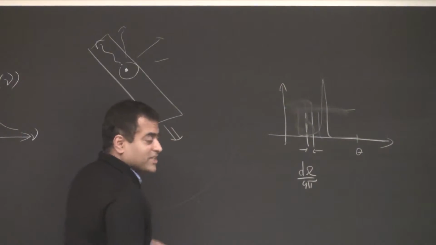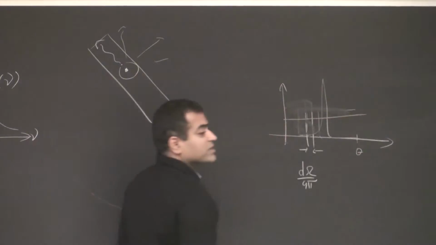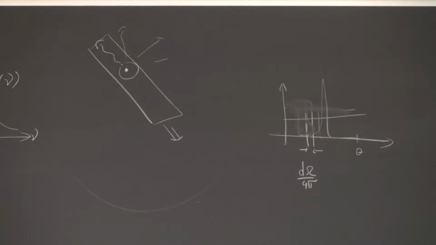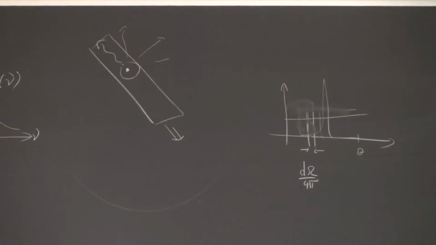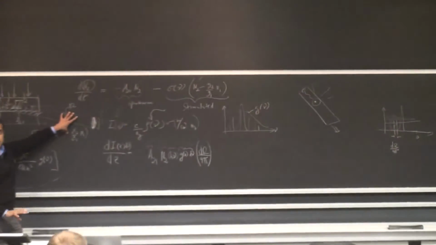That's the stimulated part. But the spontaneous will always stay. It's not going to go away. So, does that make sense? I mean, now these two compete. Spontaneous and stimulation compete. How do they compete? Right here. These coefficients will tell you how they compete. Does that make sense?